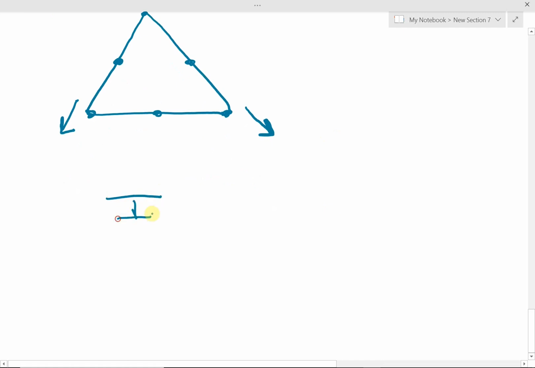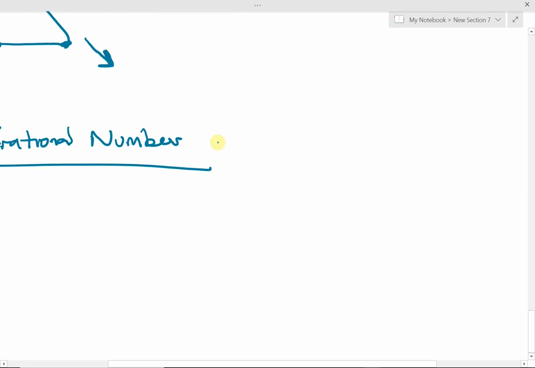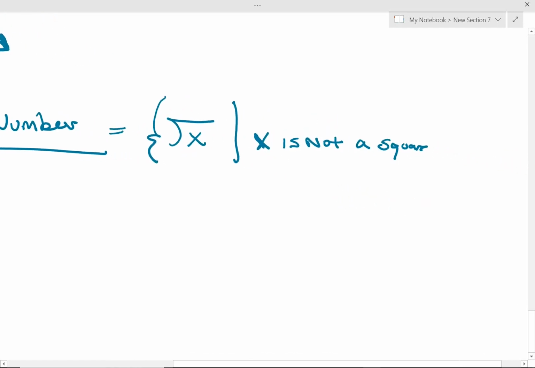So if we're going to define irrational, this is like the square root of x, such that we know that x is not a square. For instance, x is not equal to y squared. So x is not a square, and essentially that's what holds true.